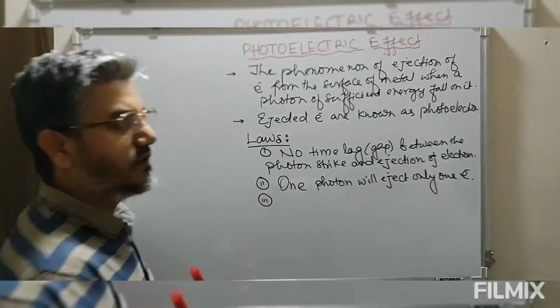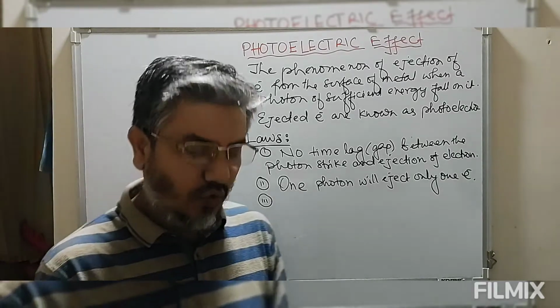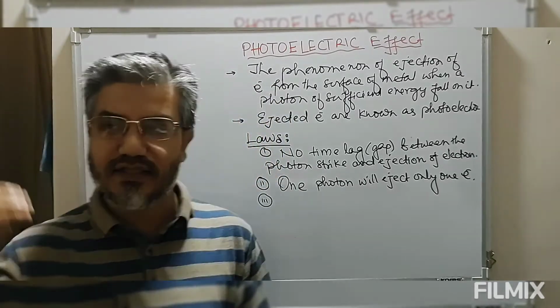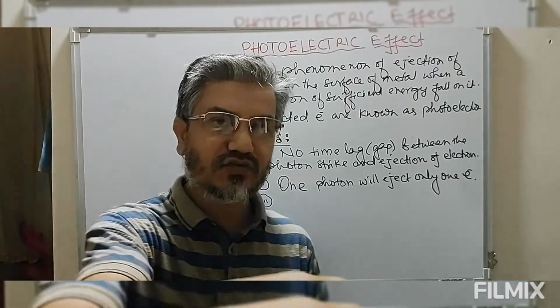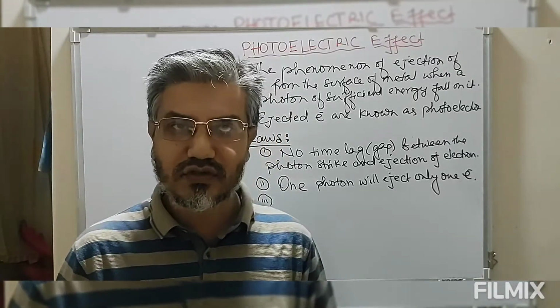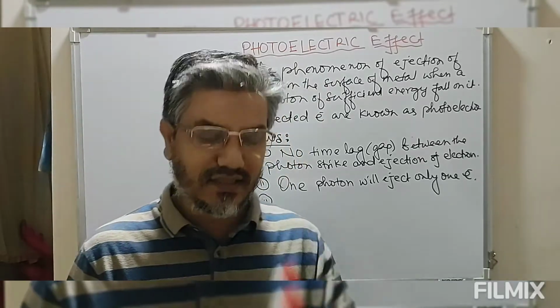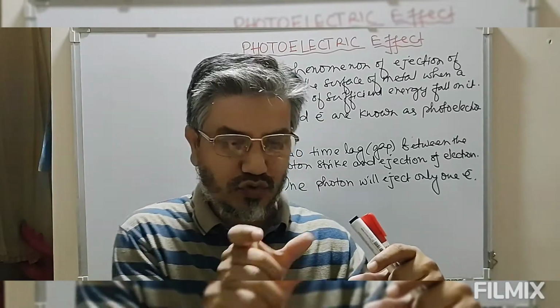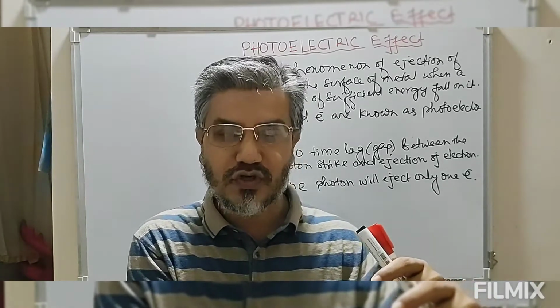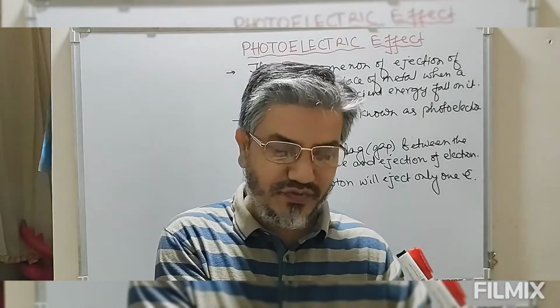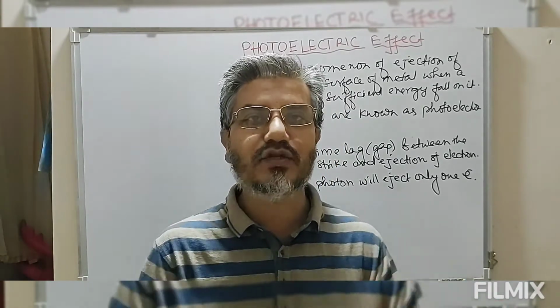The number 3, now look at this. When a photon strikes the surface of a metal, the energy of the photon is simultaneously transferred to the electron. Now when this energy is transferred to the electron, some of this energy is used to break the attractive force, which is known as the binding force, the force by which the nucleus and electrons are bound together.